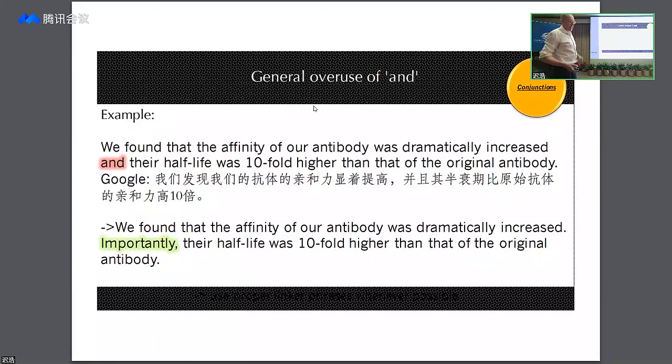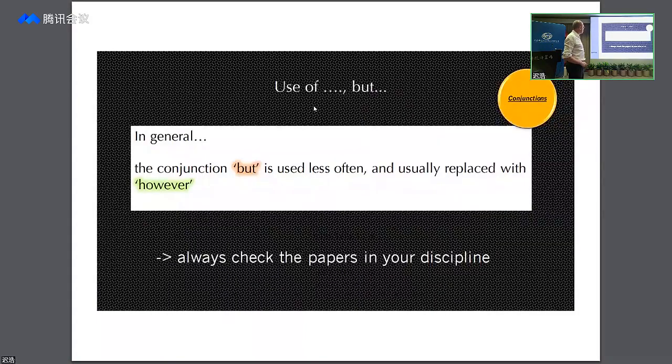And what do you mean by "and"? Is this a causal relationship? Is this just another point? Or is it something important? We don't know. So this is something you can do by using linker phrases. You can indicate what the importance is of these individual parts.